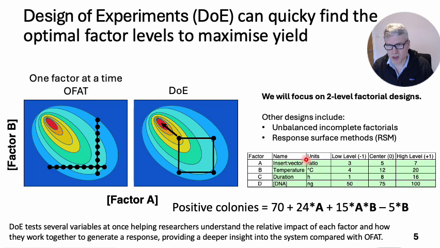So this is just an example of a factorial that could be used to improve DNA ligation in a cloning reaction. We're going to focus on 2-level factorial designs. They teach us the principles of DoE, but other designs that you'll commonly see are these incomplete factorials, which are used in screening, and response surface methods or response surface designs that really allow you to fully understand all of the nuances, especially when the change in levels aren't giving a linear response.